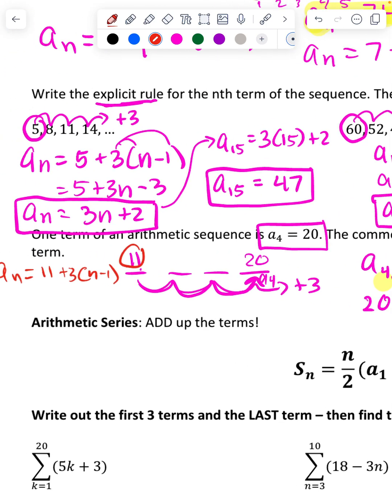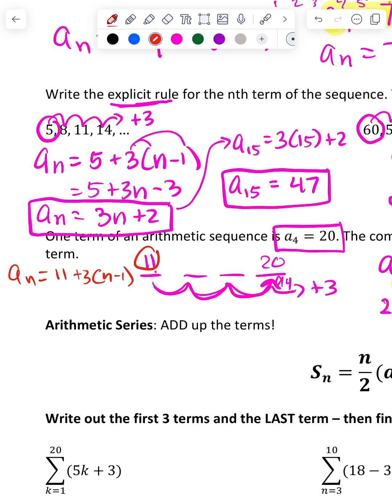Now, it's kind of a cheaty backwards way. If you're adding 3 to go this way, you're subtracting 3 to go that way. So if you wanted to fill in, 20 minus 3 is 17, minus 3 again is 14, minus 3 again is 11. That's another way you can find it. It's just not efficient if you have numbers that are really far apart. But either way, once I know it's 11, I'm going to distribute my 3 and combine my numbers.